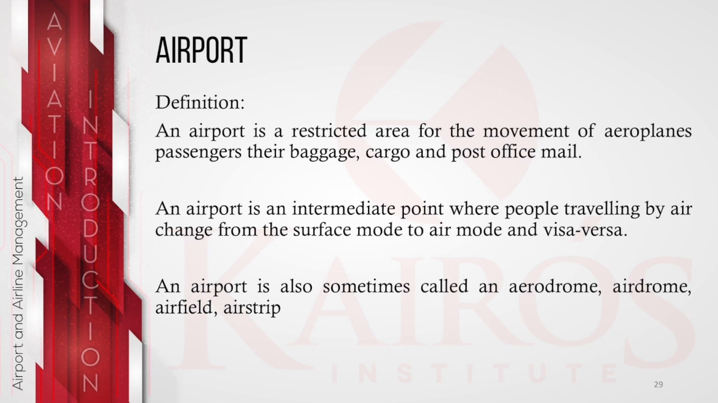Airport. Definition of an airport. An airport is a restricted area for the movement of aeroplanes, passengers, their baggage, cargo, and post office mail. Or an airport is an intermediate point where people traveling by air change from the surface mode to air mode and vice versa. An airport is also sometimes called an aerodrome, an airdrome, airfield, or airstrip.